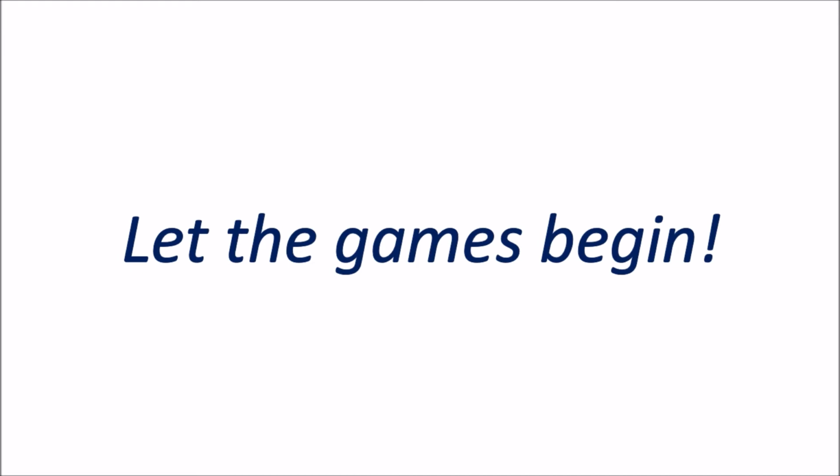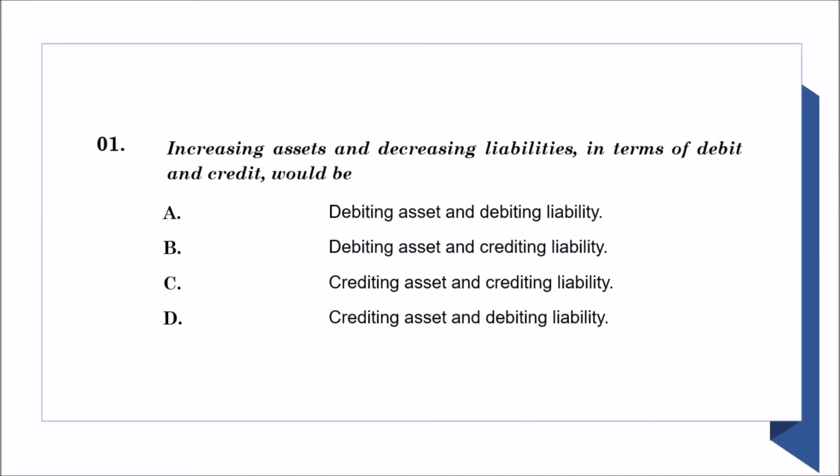Question number 1. Increasing assets and decreasing liabilities in terms of debit and credit would be A. Debiting asset and debiting liability. B. Debiting asset and crediting liability. C. Crediting asset and crediting liability. D. Crediting asset and debiting liability.